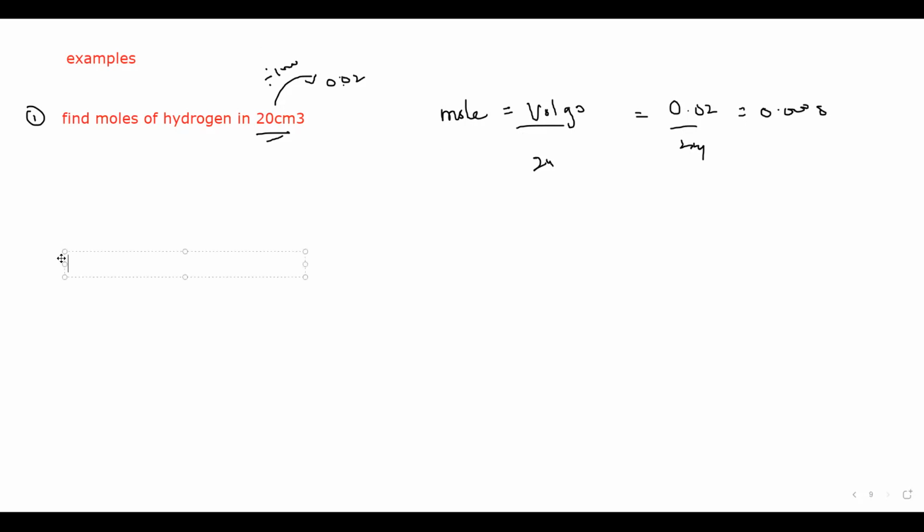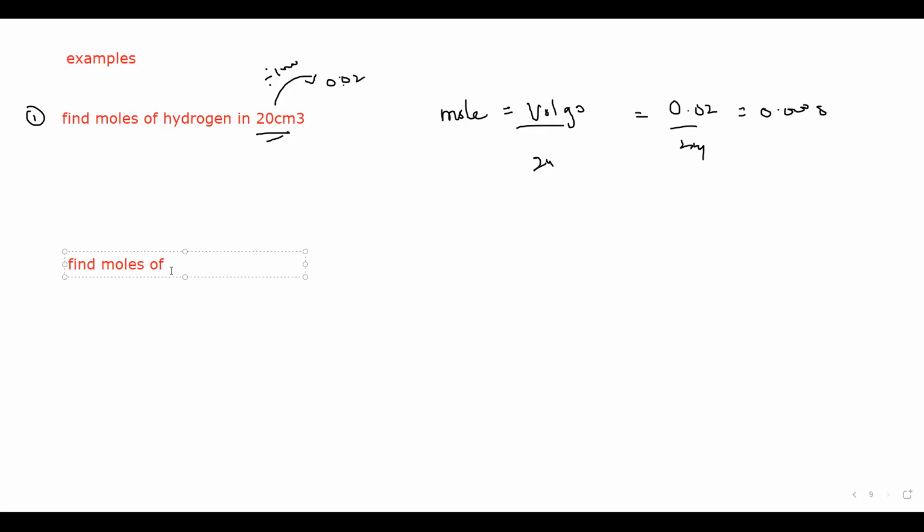Another example, find moles of 20 divided by 1000, because 20 divided by 1000 is 0.02, and 0.02 divided by 24 is 0.0008.